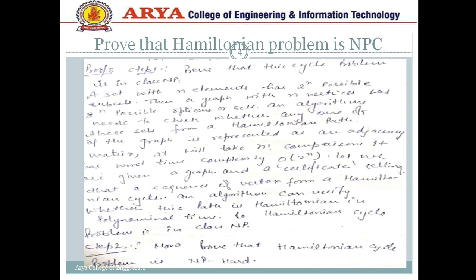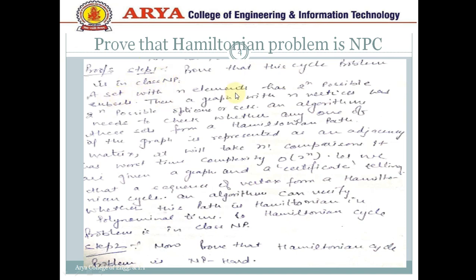So for the NP class, we need a verifiable certificate for this particular problem. That means we are given a solution of this problem, and this is the authentic solution, and we just put in the values of the variables and verify the solution in polynomial time. For each problem we can perform these same steps. So, starting from step 1, prove that the cycle problem is in the class NP.